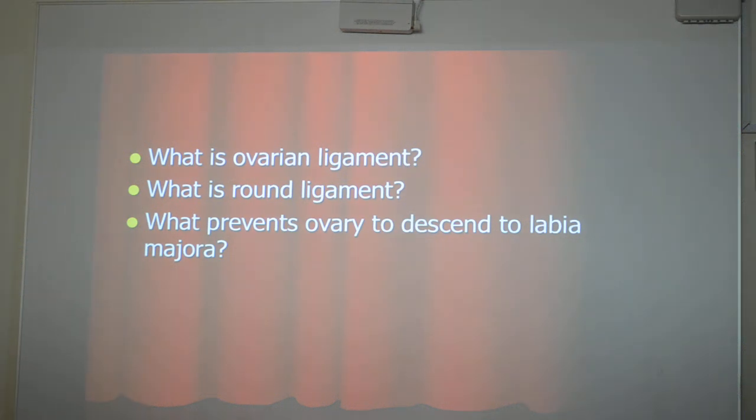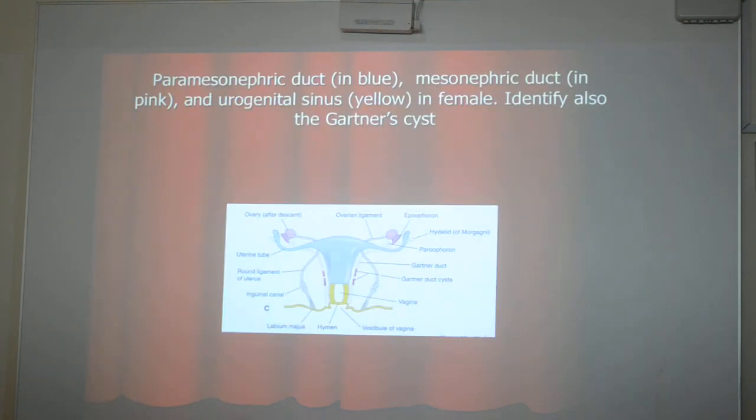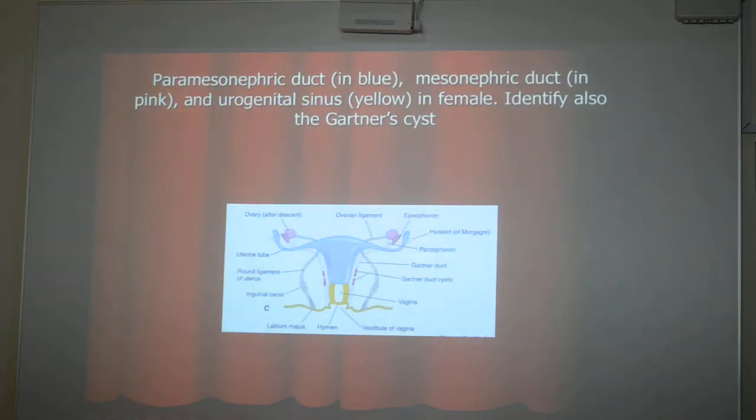Over to descend to labia majora, uterus is the answer. What are the contents of the inguinal canal in the female? You can do that. And this is the round ligament, yes.